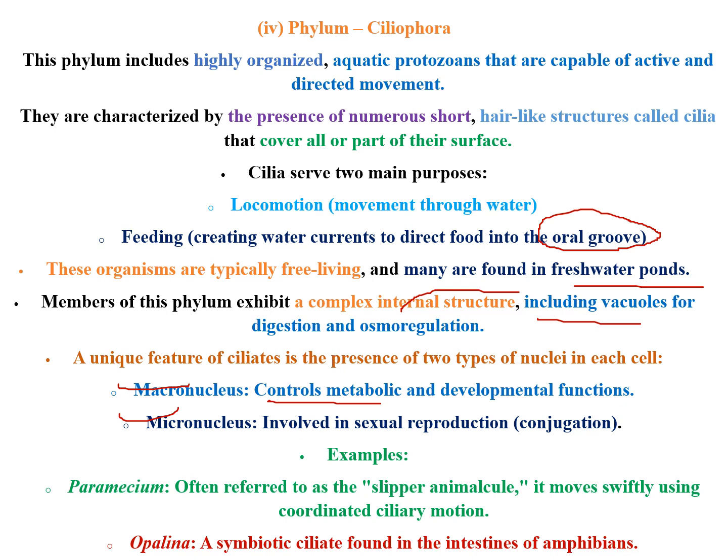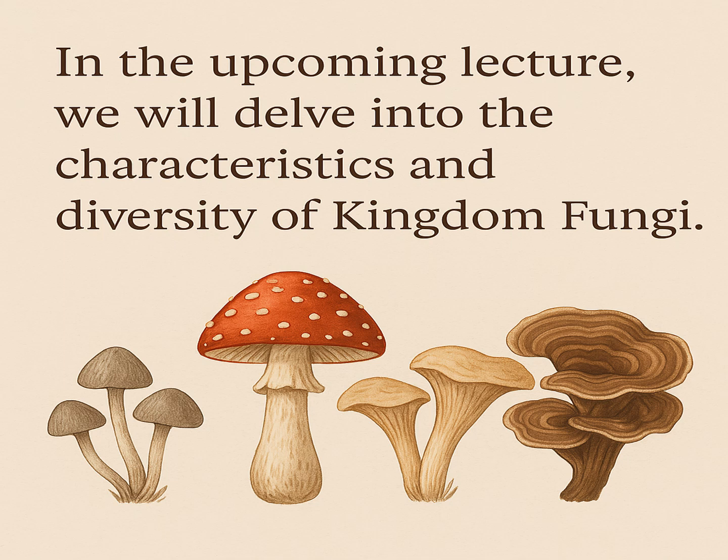It moves swiftly, using coordinated ciliary motion. Then Opalina is a symbiotic ciliate found in the intestine of amphibians. One more type of Ciliophora is Opalina. So this is all about the kingdom Protista.